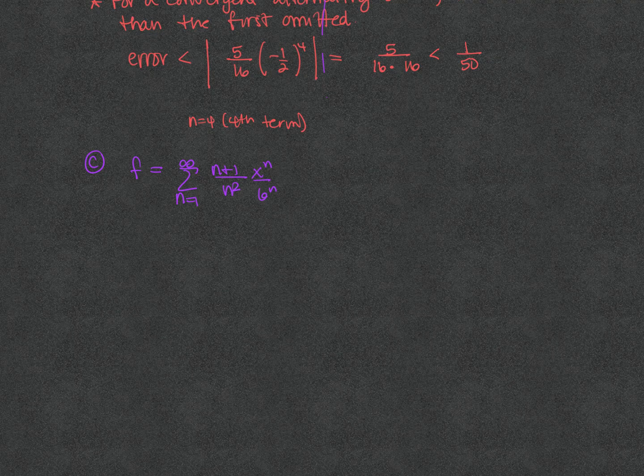So they want us to find the general term for f prime. So remember, the only thing that happens when you take the derivative is the power on the x comes in front and you subtract 1. So the general term would be n plus 1, n squared, and then we'd have another n, x to the n minus 1, over 6 to the n.